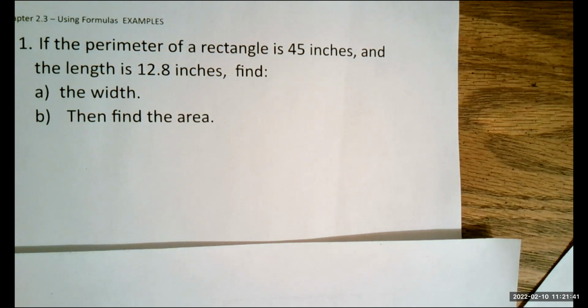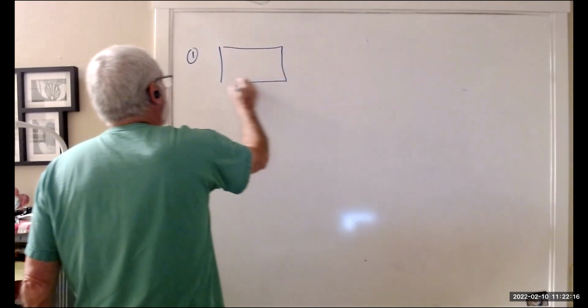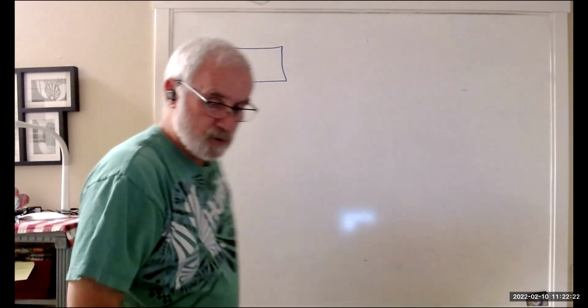Pythagorean formula. Okay, it says if the perimeter of a rectangle is 45 inches and the length is 12.8, find the width, find the area. So I'm going to have to draw this, go back to my screen. Okay, so problem number one says we have a rectangle. I always try to draw pictures if I can. I know my perimeter, the overall perimeter, they told me was 45 inches.